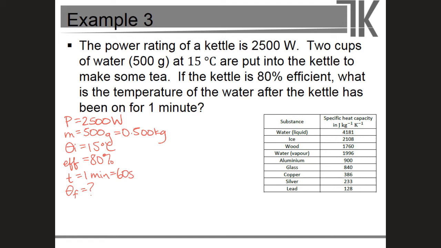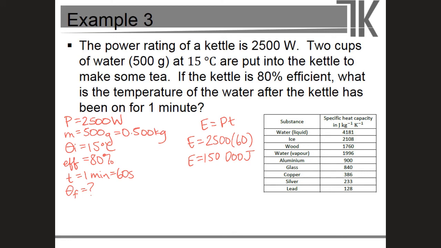So the first bit, we need to calculate the energy that the kettle takes in. So our definition of power is energy per unit time. Rearranged, energy is power times time. And putting in our numbers, we've got 2,500 times 60 seconds. Remember to convert that to SI units. We need seconds, not minutes. And that gives us an energy of 150,000 joules. A lot of energy.